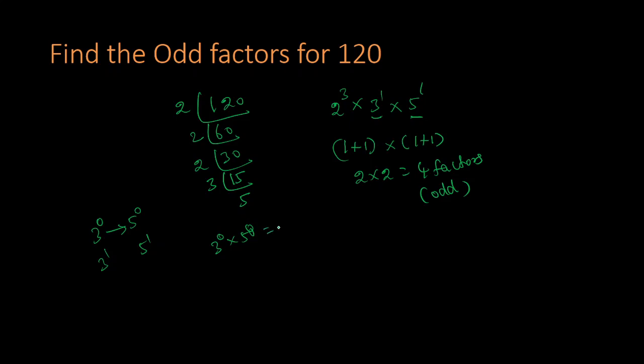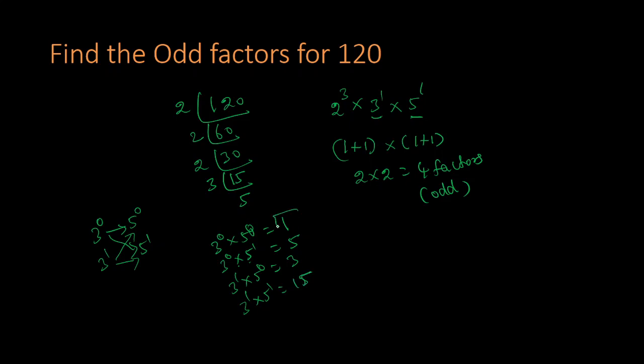5 to the power of 0 is equal to 1, so the first factor is 1. Then 3 to the power of 0 into 5 to the power of 1 is 1 into 5, the answer is 5. Now multiply 3 to the power of 1 into 5 to the power of 0. 3 to the power of 1 is 3 and 5 to the power of 0 is 1, so the answer is 3. Now 3 to the power of 1 into 5 to the power of 1. What is the answer here? 3 into 5 is 15.